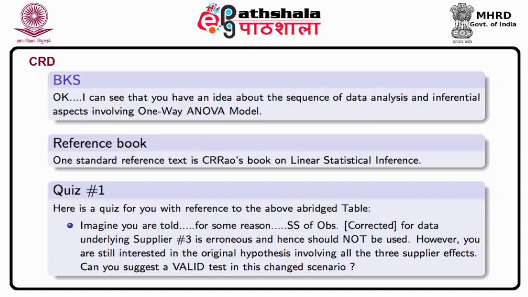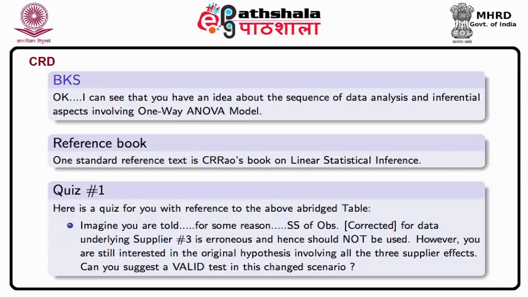Let me ask you a quiz at this point. Based on my teaching experience over a number of years, I find this quiz very, very fascinating and challenging to the students. Imagine you are told, for some reason, the sum of squares of the observations corrected for data underlying the supplier number 3 is erroneous and hence should not be used. So you have the 3 suppliers. You have the table of the sufficient statistics: sample size, then sum and the sum of squares.